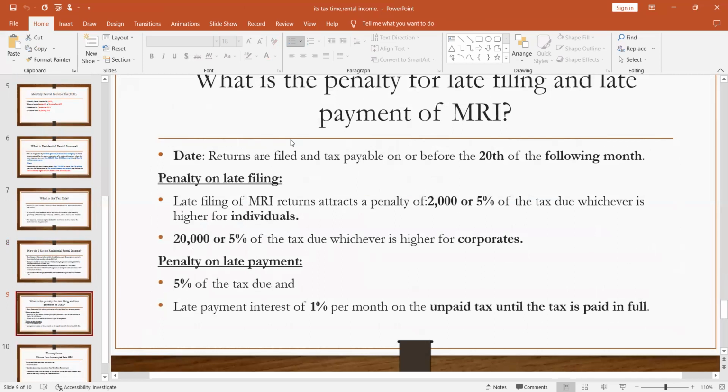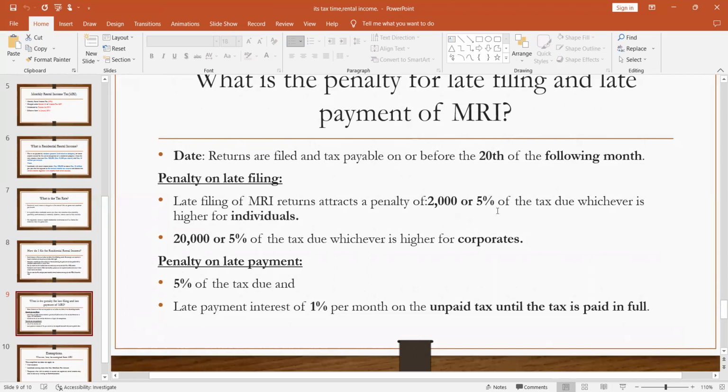So what is the penalty for late filing and late payment of MRI? Returns are filed and tax payable on or before the 20th of the following month. We've just mentioned this in our earlier session. So, penalty on late filing. Remember, late filing of MRI returns attracts a penalty of 2,000 or 5% of the tax due, whichever is higher, for individuals. So you do a comparison of 2,000 and 5% of the tax due.